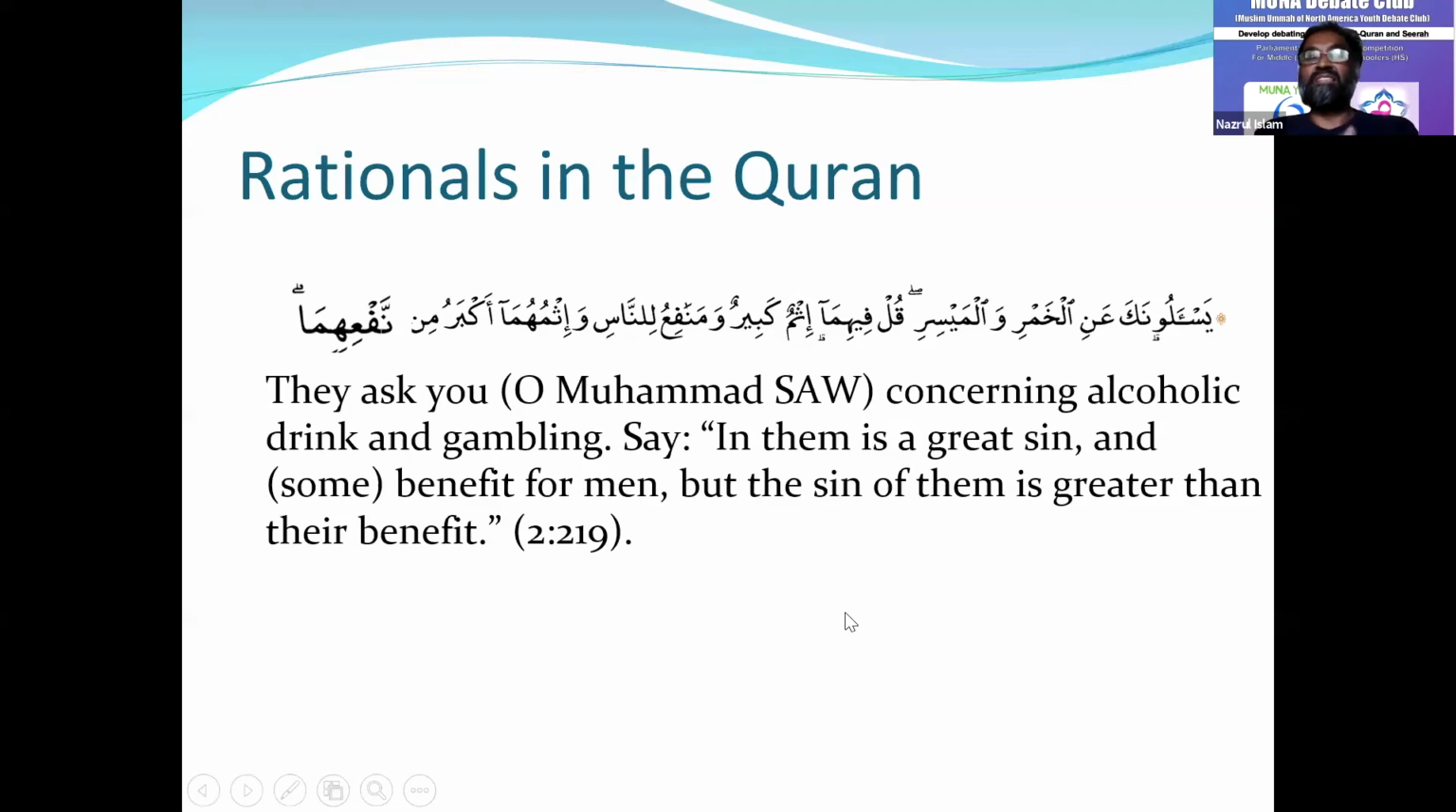Now, in this verse, Allah subhanahu wa ta'ala is saying that drinking and gambling is not good. Right, Junaid? And then Allah subhanahu wa ta'ala is giving the reasoning. Raif, are you with me? Yes. Okay, good.